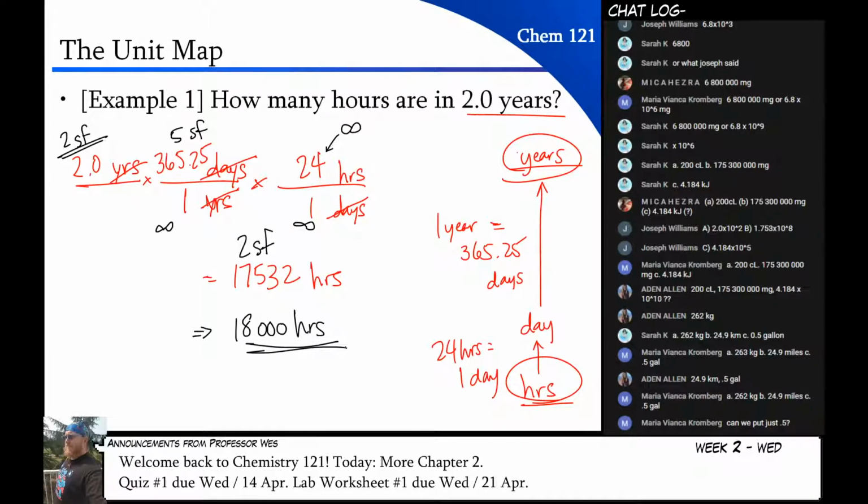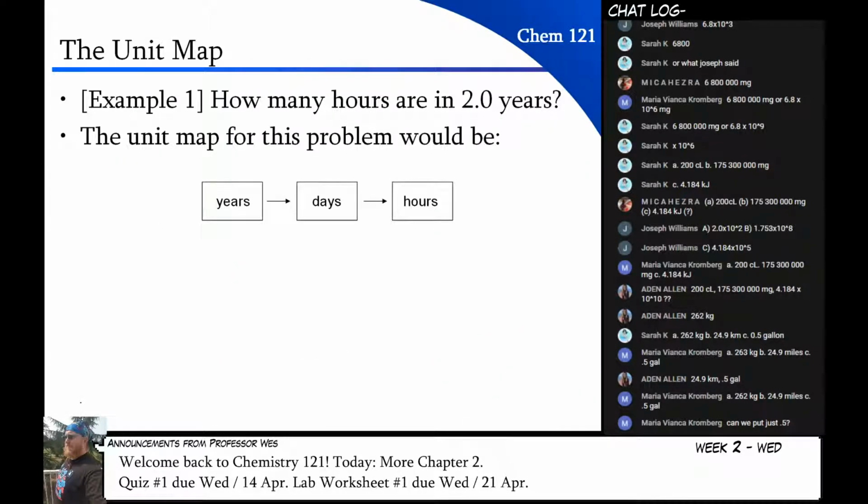So how many hours are in 2.0 years? 18,000. Not exactly 2 years, because that requires us to change how we state the question. I wrote 2.0. All right. Now my slide's going to pop up with the strategy here, and then there's the answer.